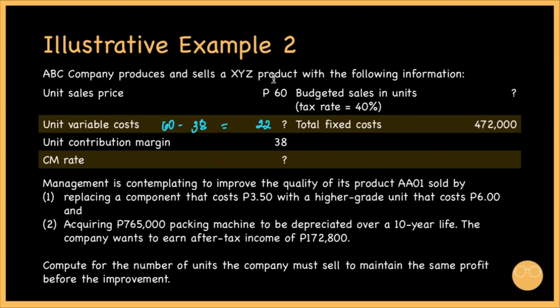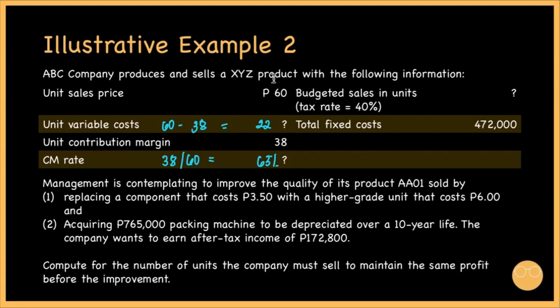Let's compute for this contribution margin rate. We have 38 divided by 60, then we can get a contribution margin rate of 63%. Next, we will compute for the budgeted sales in units, in which we will use a tax rate of 40% and a total fixed cost amounting to 472,000.